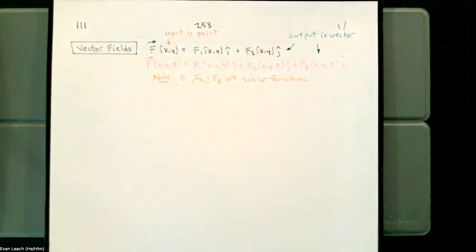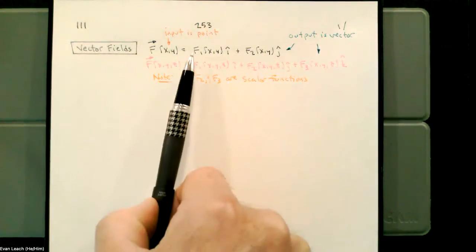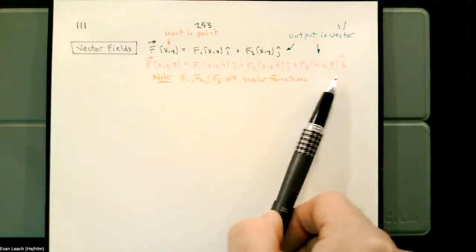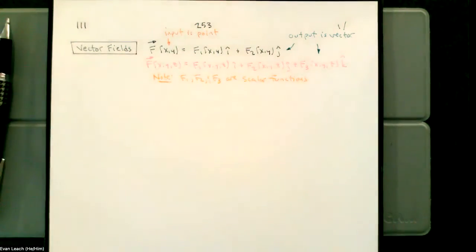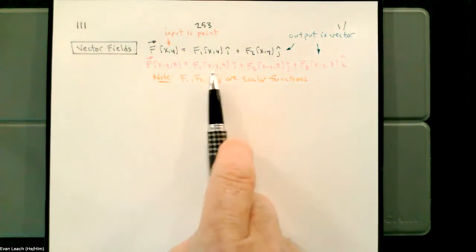Note that our components, F1, F2, and F3 for our vector field in R3, those are scalar functions. Each coefficient or each component is a scalar function. So they don't get the arrows on top.